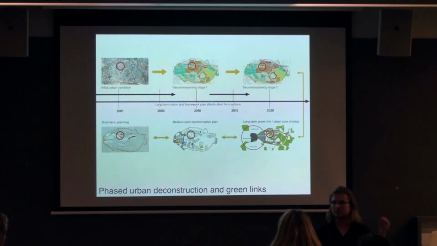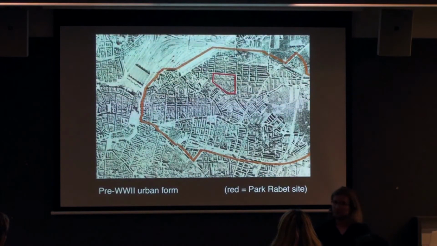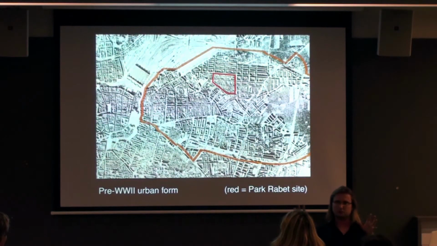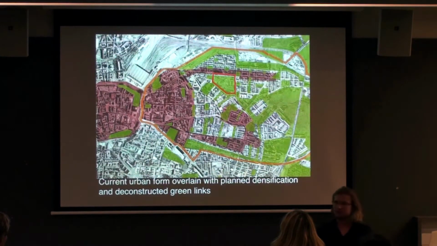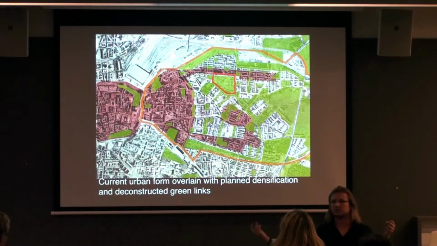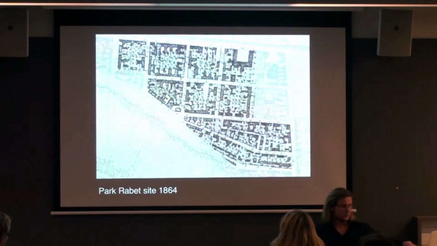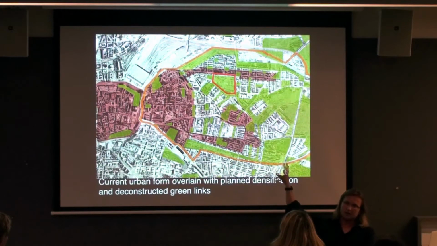So actually the targeted deconstruction of the city would start to occur, so that you take something like that, which is the pre-war structure of Leipzig. Incidentally, in the red is the site that I'm going to get to, and you start to deconstruct it. So you densify parts and you deconstruct other parts. Red in that diagram is densified, green is deconstructed. There was a system of green links that were proposed, and then the park that I'm going to talk about was to be at the end of one of those green links, essentially like a knot at the end of a green link.